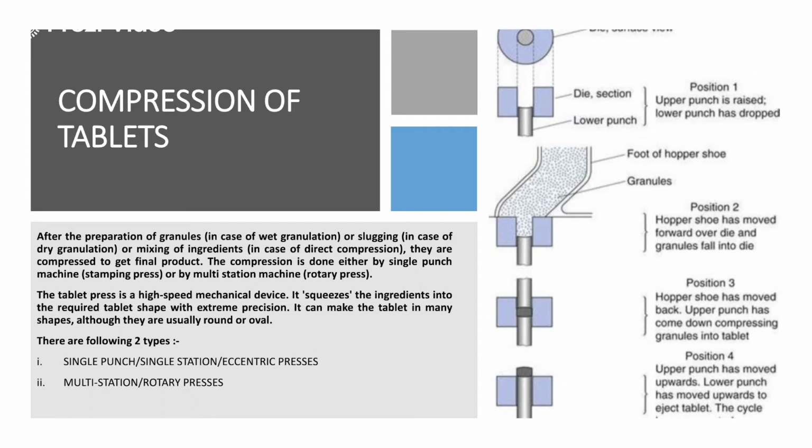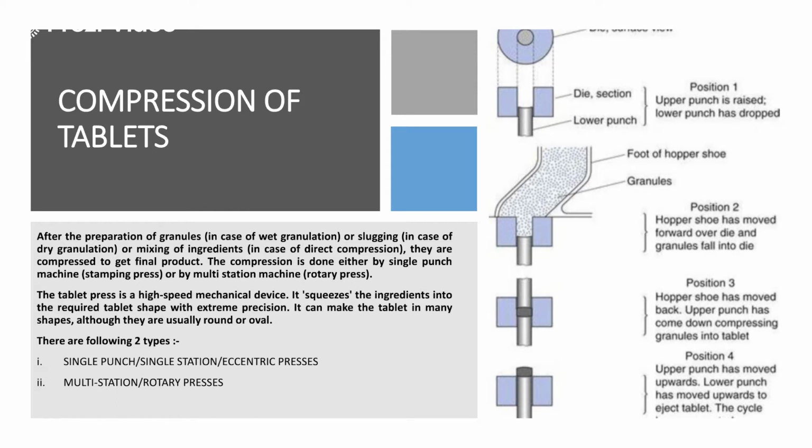Now this again is divided into two types. First is the single punch, also known as the single station eccentric presses, and second is the multi-station or rotary presses. So what do we mean by single station? Single station simply means that only a single tablet will be formed at a particular point. When we talk about multi-station, it simply means that there are many stations whereby tablets are formed simultaneously. So the production in the case of the multi-station process is very high. So nowadays in companies we use the multi-station rotary presses.